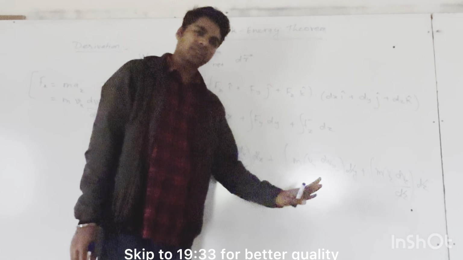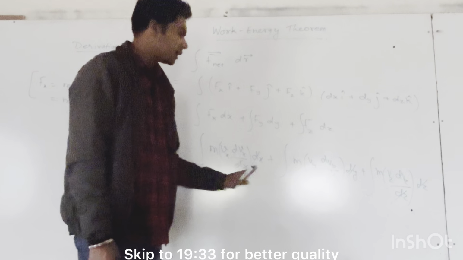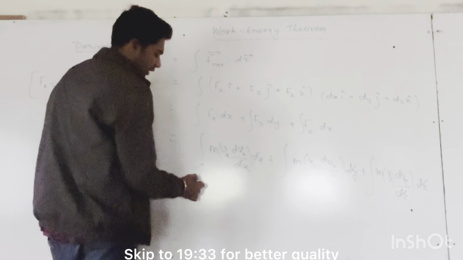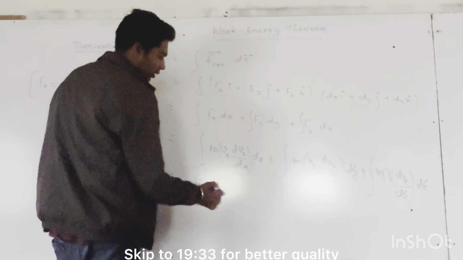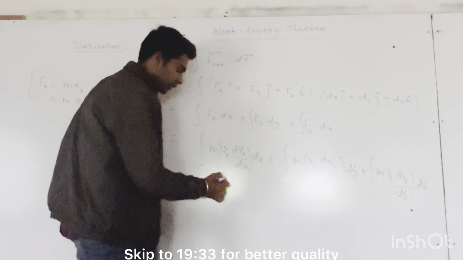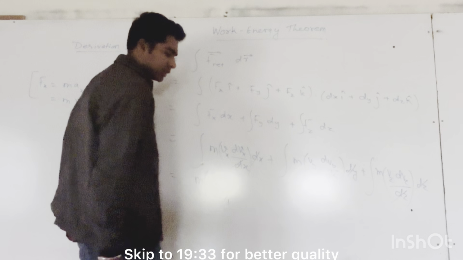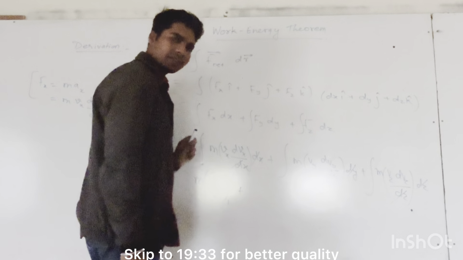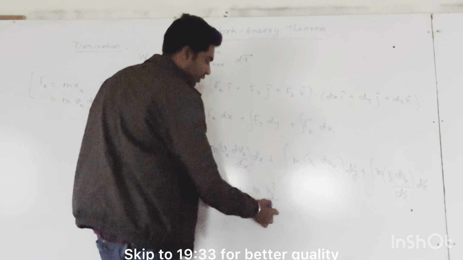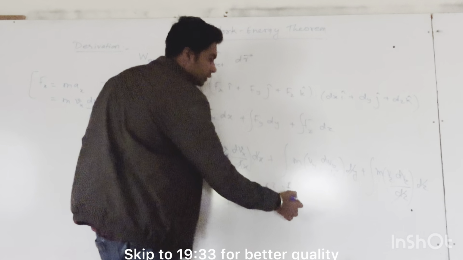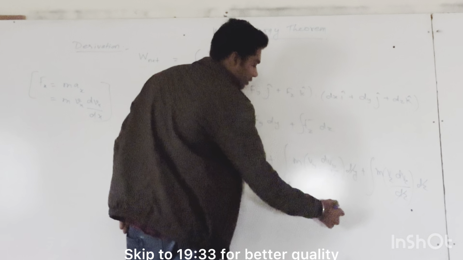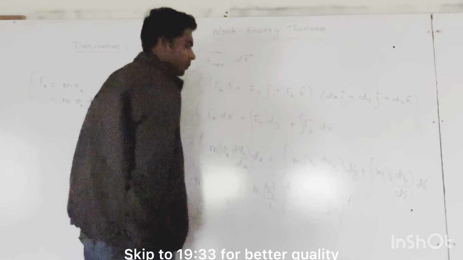M is constant for the mass, and vx, vy and vz we can integrate them further. So we will get m vx square by 2. We will put an initial to final limit. I will properly define the limit in a moment. m vy square by 2 initial to final, plus m vz square by 2 initial to final.